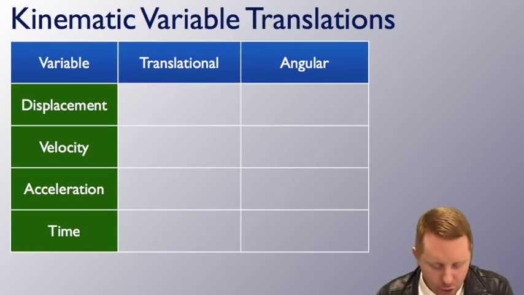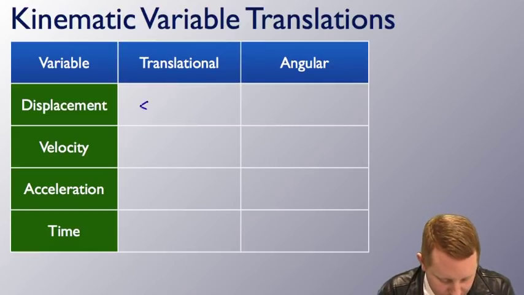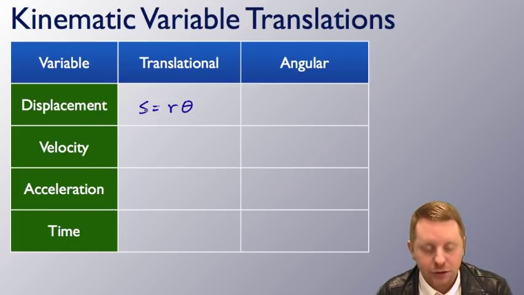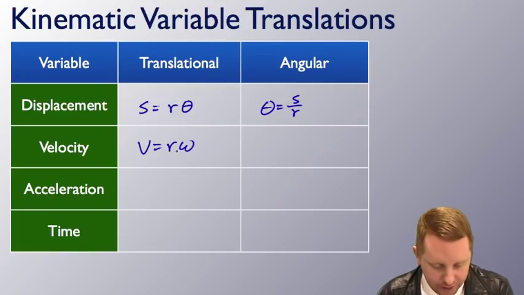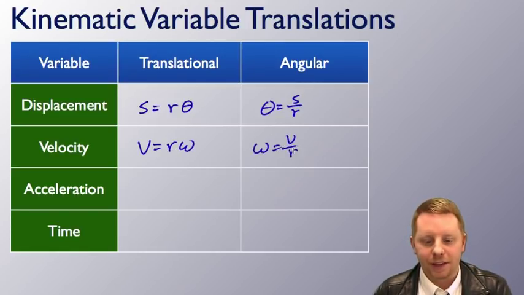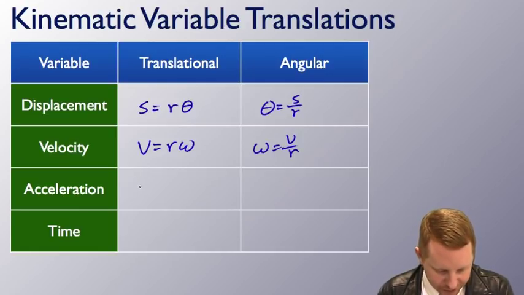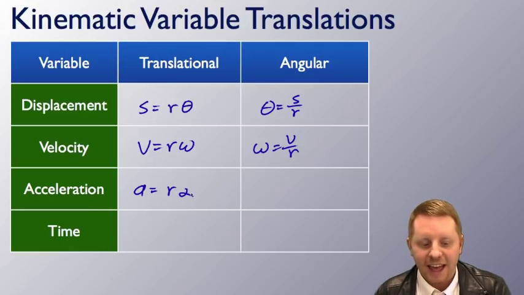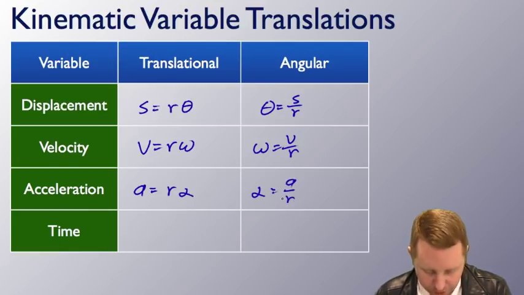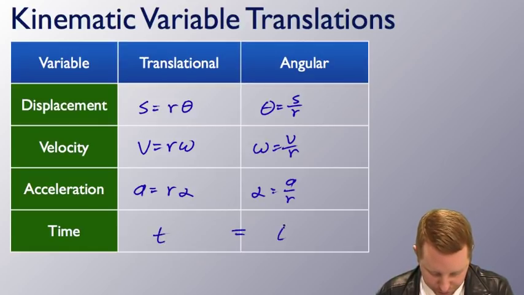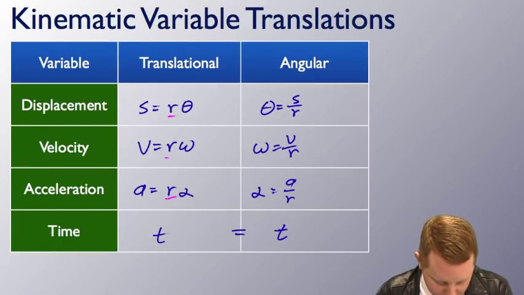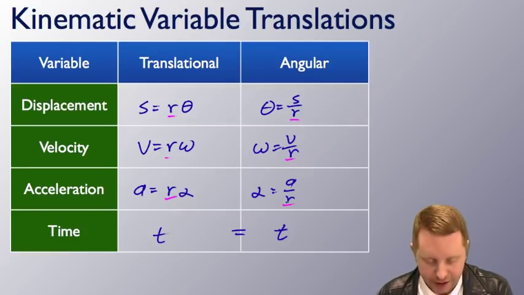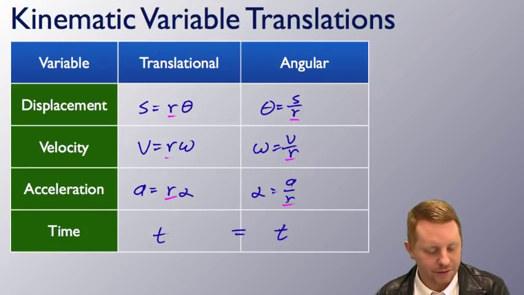And the variable translations going from one to another is also very straightforward. S equals r theta if we want the translational displacement, again using s this time. Angular theta equals s over r. Velocity v equals r omega. Angular omega equals v over r. Acceleration translational, a equals r alpha. Angular alpha equals a over r. And of course, time is equal to time. No change there. But notice how this pattern holds up. R, R, R. S over R, V over R, A over R. Once you learn that pattern, you don't have to memorize all of these anymore.